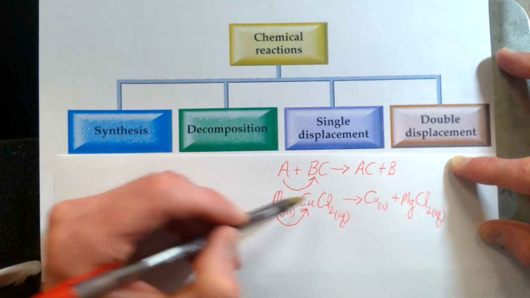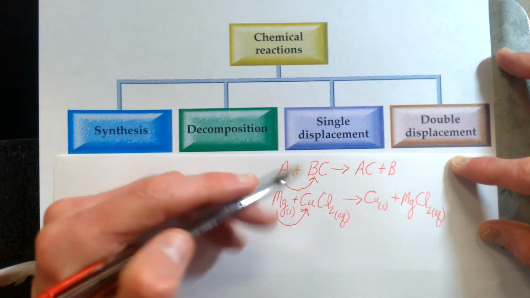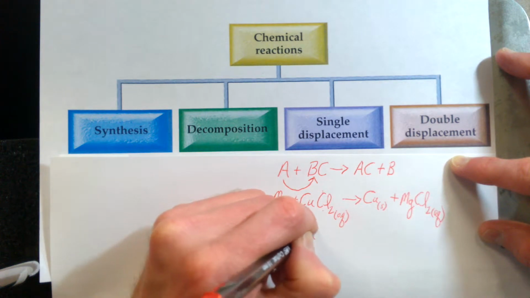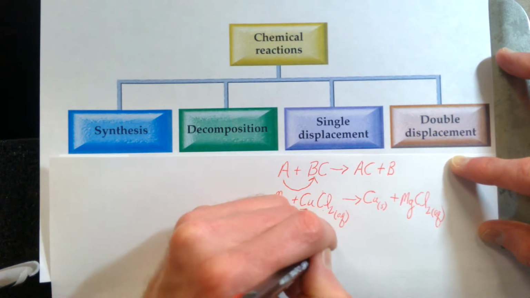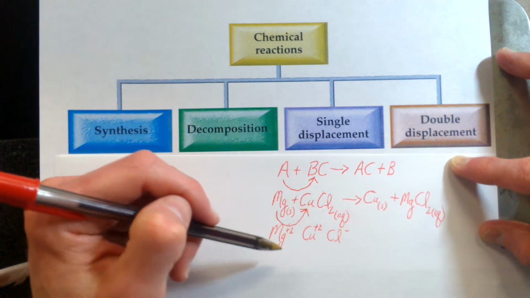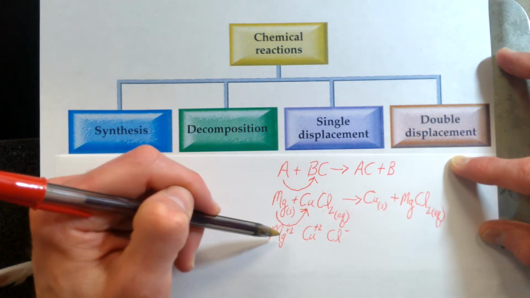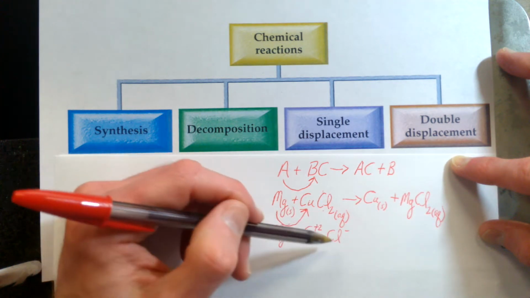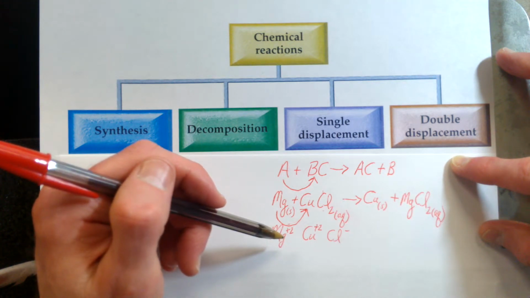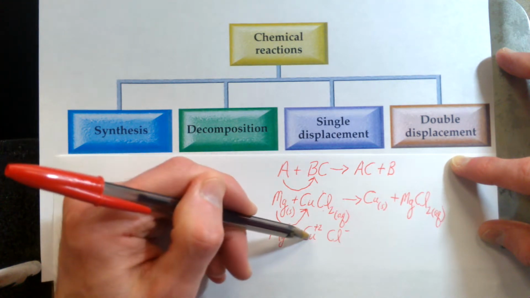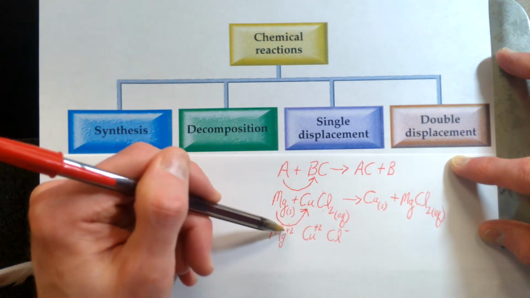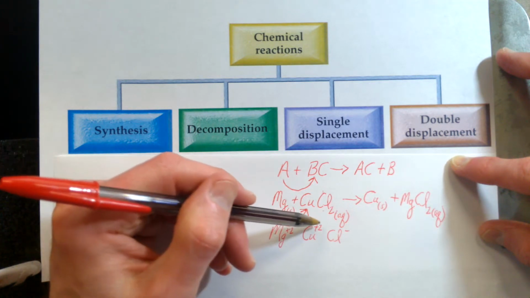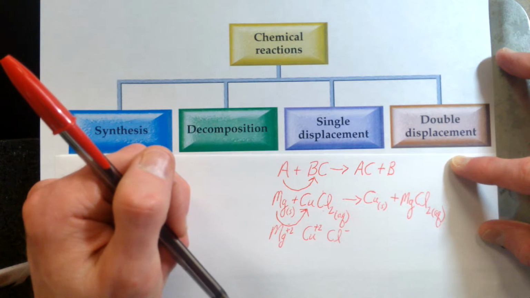Okay. So we have a single element coming in and pushing out another element. Now, why did the magnesium go after the copper and not the chloride? Well, magnesium forms a +2 ion. Copper is also a metal, and it forms a +2 ion, and the chloride ions are -1. So the magnesium, being a positive ion, would be attracted to the negative ions and be looking to form a bond between them. So that's why the magnesium pushed out the copper: it wasn't attracted to the copper, both of them being positive ions. The magnesium is attracted to the oppositely charged ions, the chloride ions.